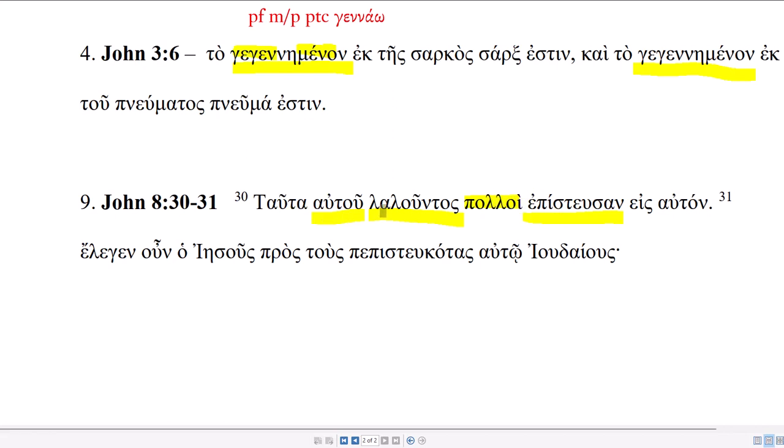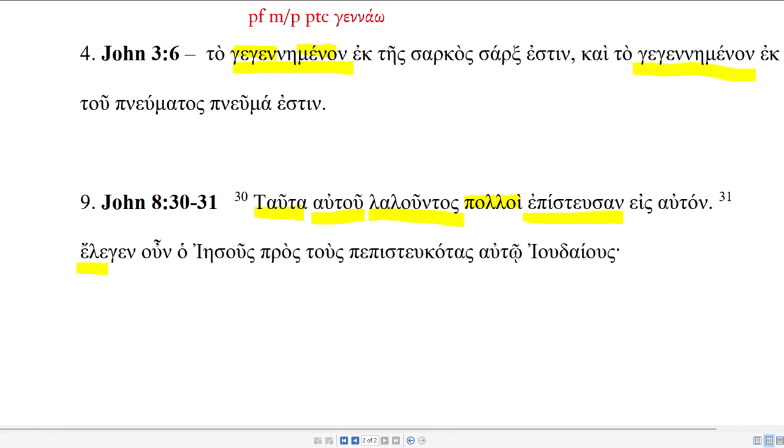This is saying, as he was speaking these things, tauta is this neuter plural that we can translate as these things. As he was speaking these things, many believed eis auton, in him or unto him. We would just say in him. So that's a genitive absolute. And then verse 32, elegen oun Iesous pros tous pepisteukotas auto Ioudaious.